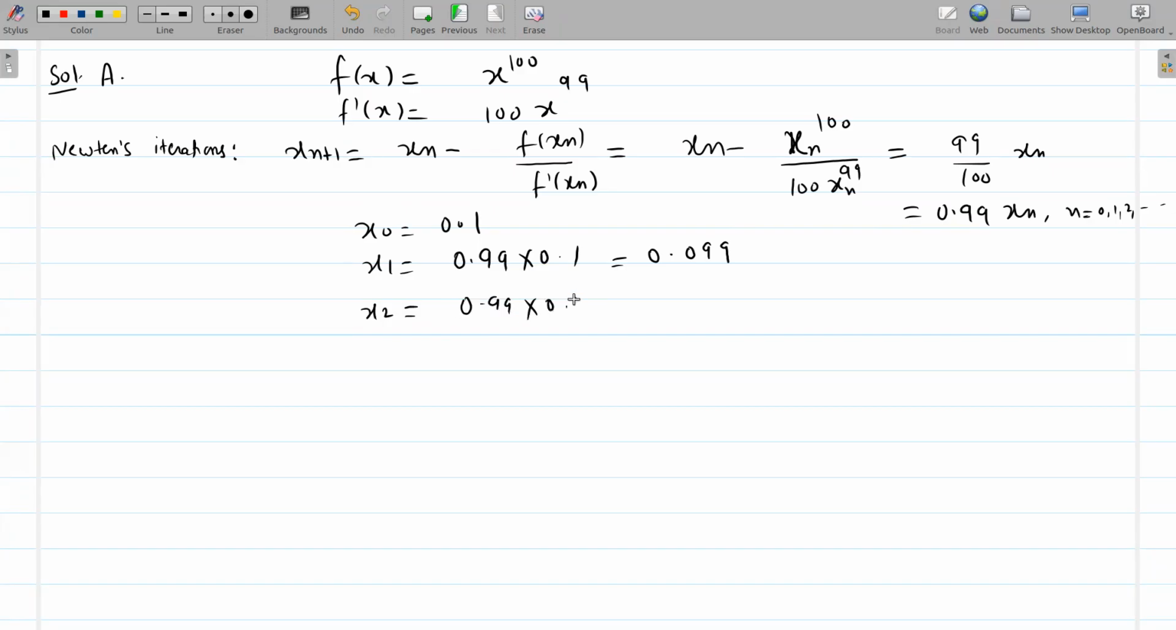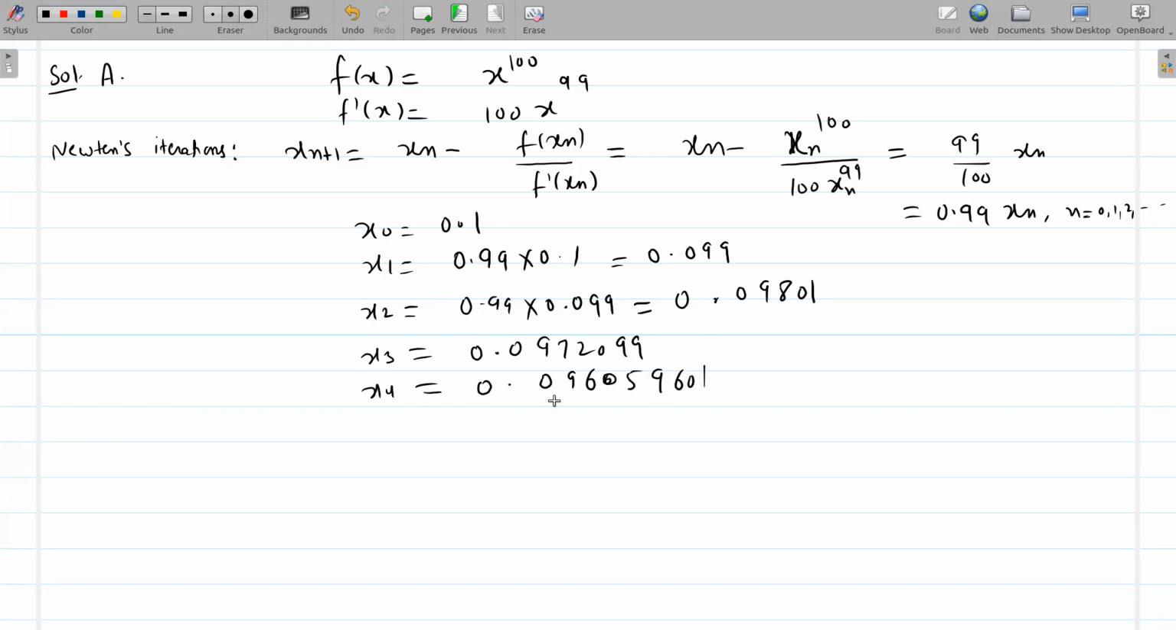Now feed this answer, 0.99 times this number, then you get 0.09801. Then x3 is 0.09722099. x4 equals 0.096059601. And let's write the first 5 iterations. Okay, so these are the first 5 iterations.